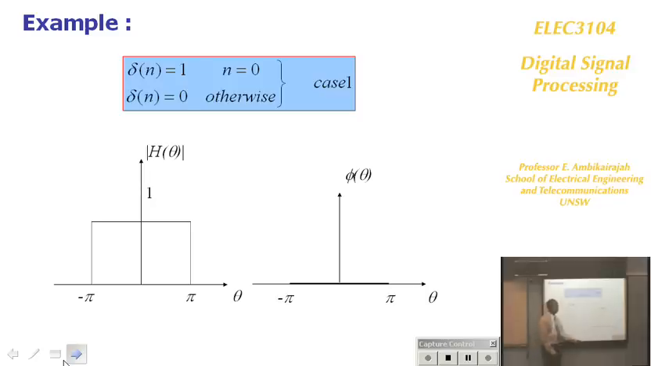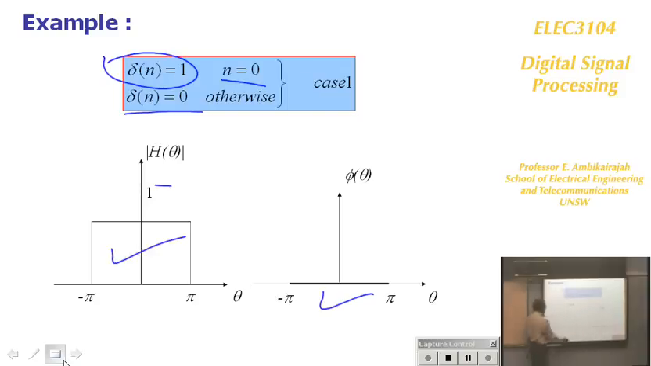Take another example. Delta n is equal to 1 for n equal to 0, otherwise 0. Let's take the transform of that. It's 1. H theta is also 1. What's the phase? You take H theta, phase is 0. So it's a zero phase, passing every frequency without any problem. That's the impulse response. So if you say this is the H of z, it is also 1, and H theta is also 1.